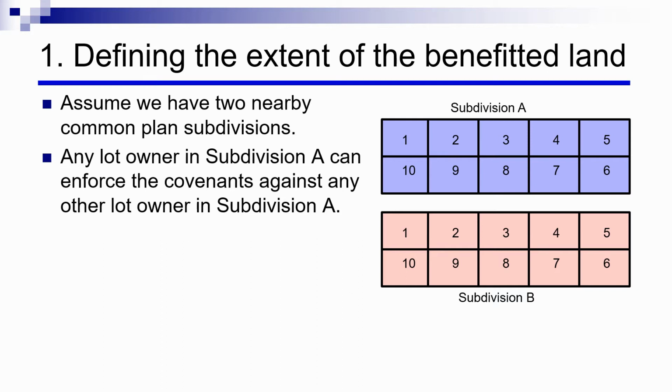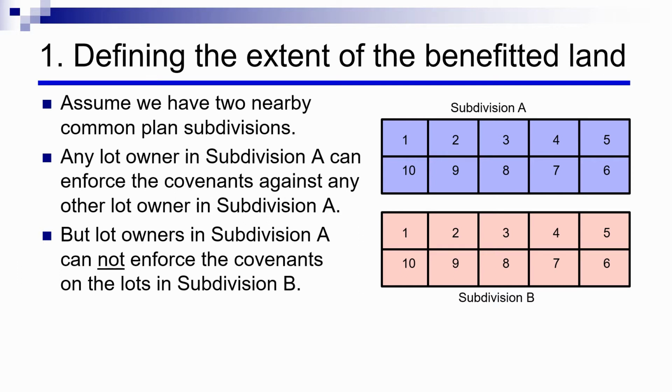It only makes sense to suppose that each of the owners can enforce the covenants against the other. However, the lot owners in subdivision A cannot enforce the covenants on the lots in subdivision B. It's a different common plan, set up by perhaps a different developer, but certainly at a different time. So what that means is that if someone in subdivision B violates the covenants, nobody in subdivision A will be able to enforce them against the violator. And the same, of course, is true in the opposite direction.